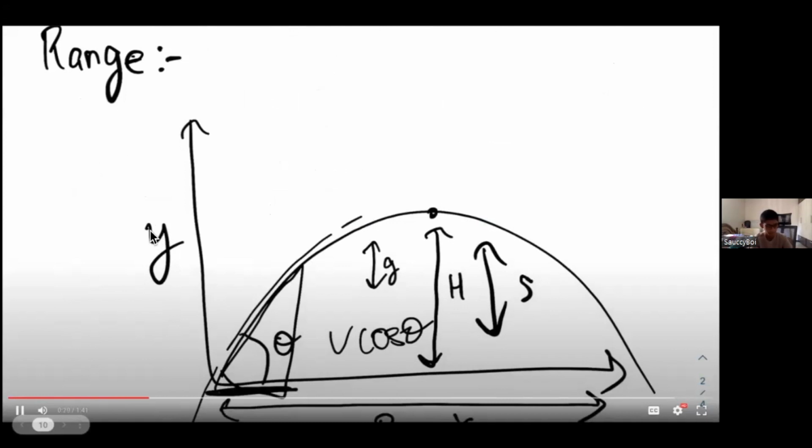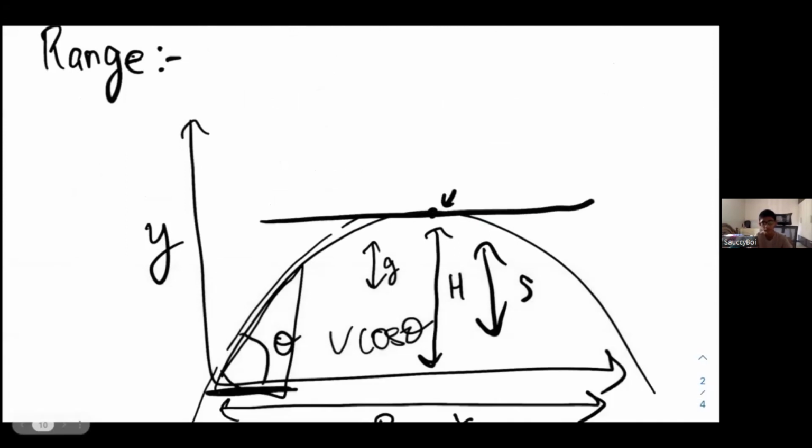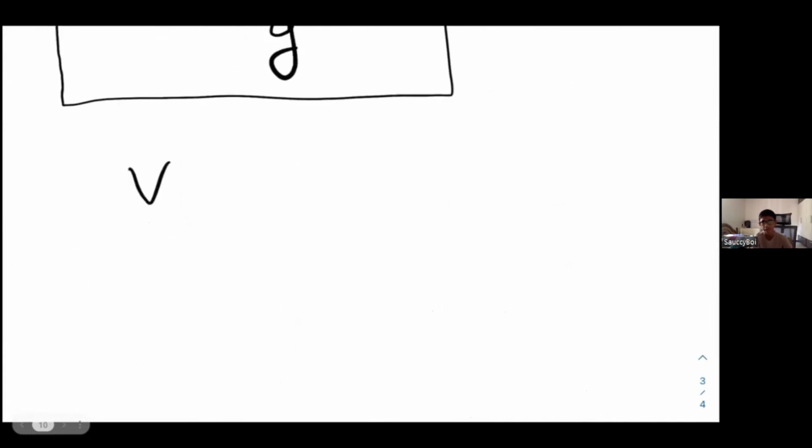So I'm going to be representing this maximum point. Well, it's at this point where the vertical velocity is 0. So I'm going to be representing that with vy equals 0. And using the equation v squared equals u squared plus 2as, we can find out the value for h.